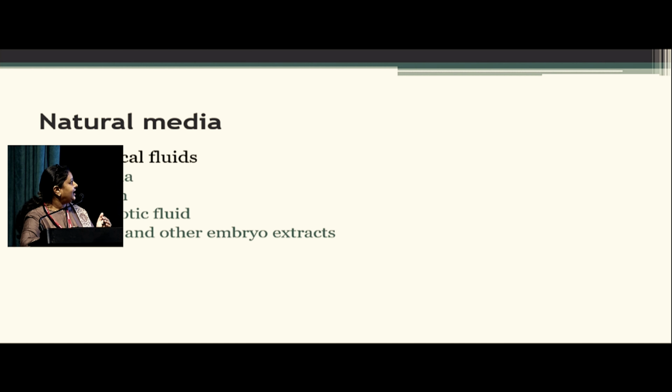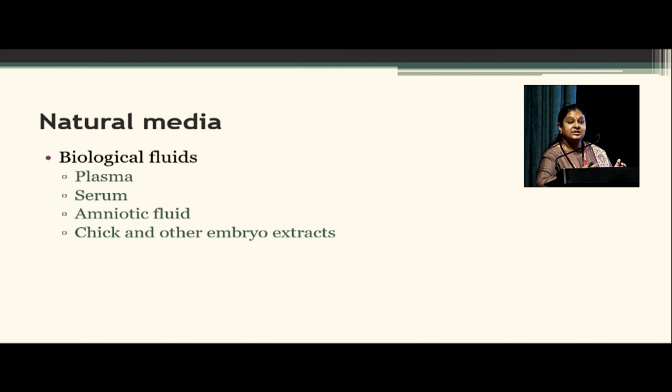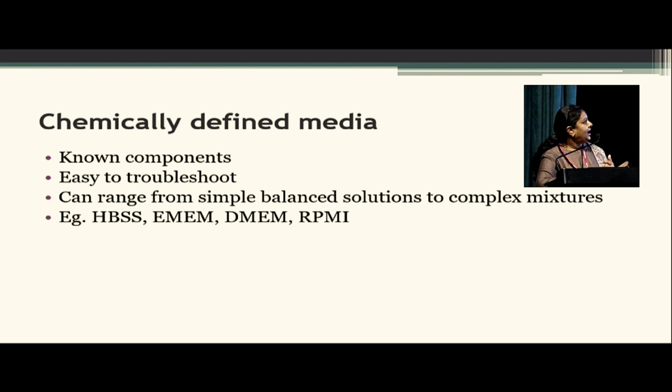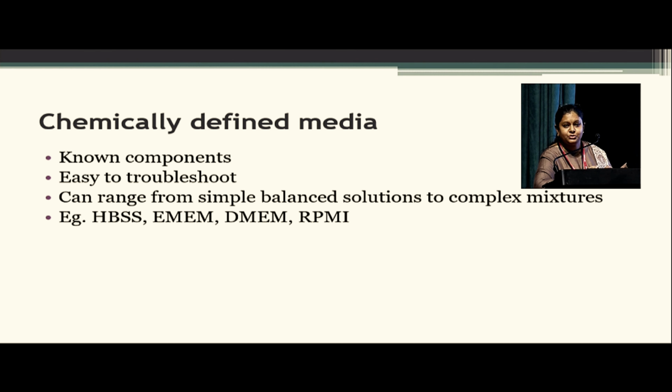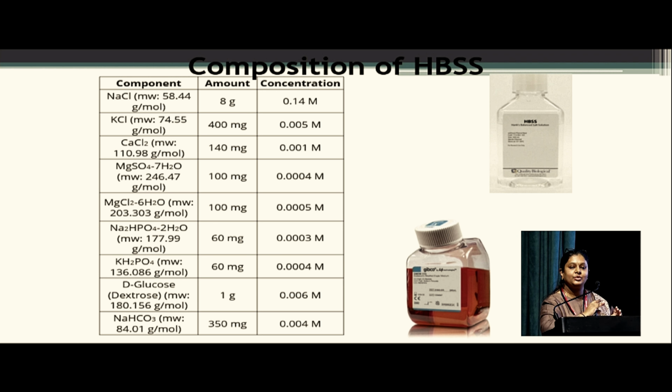In the natural media, we have plasma or serum from animal sources, which will support the growth of these cells which are grown outside. In chemically defined medium, these are known components. These are usually not from the biological sources. For example, here we have the composition of one of the media which will have all the macronutrients and the micronutrients that are essential for the survival of the cells outside its natural source.